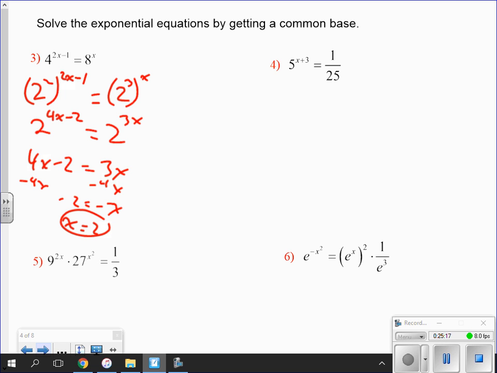So I have 5 and 1/25. What's my base going to be? 5, because I can write 1 over 25 to the 5th power. And as a matter of fact, it's 5 to what power? Negative 2. Which means that x plus 3 equals negative 2, so x equals negative 5. Easy peasy.